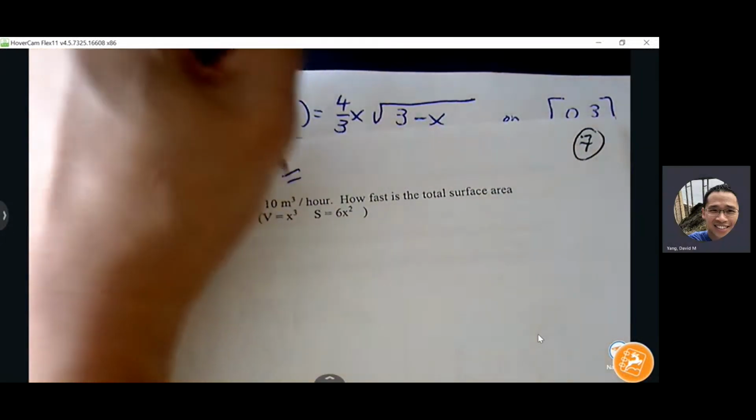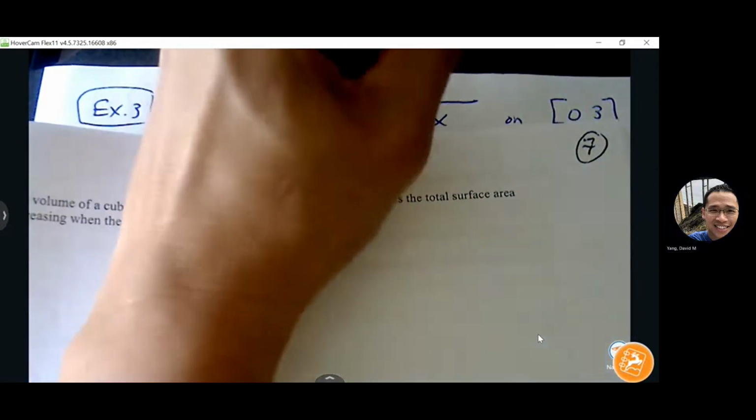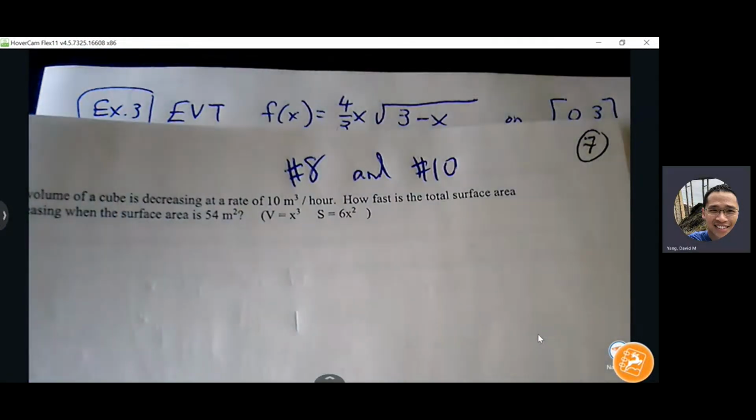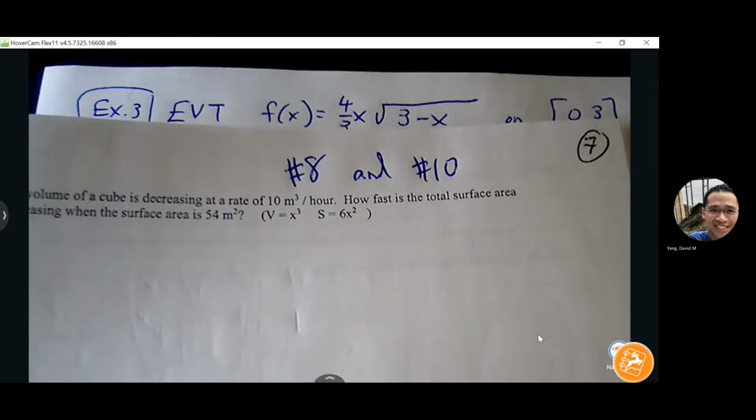I just want us to do number 8 and number 10. Page 7 in your review packet. Okay, try number 8. See if you can work through this volume and surface area problem.